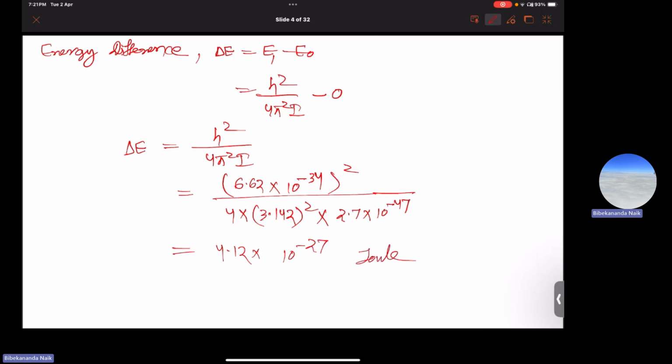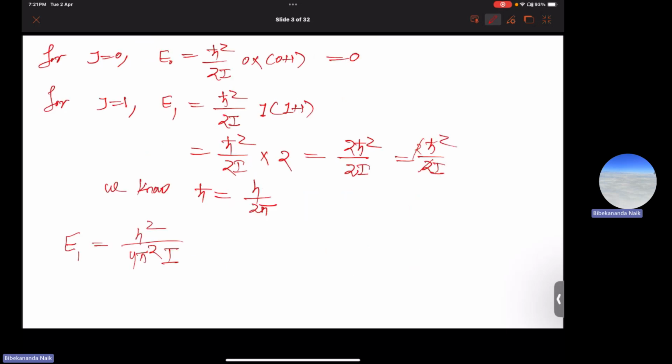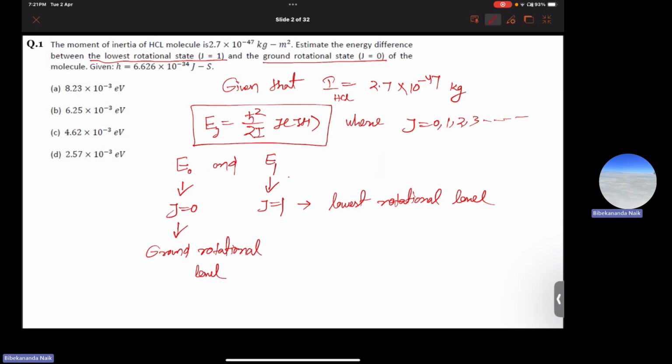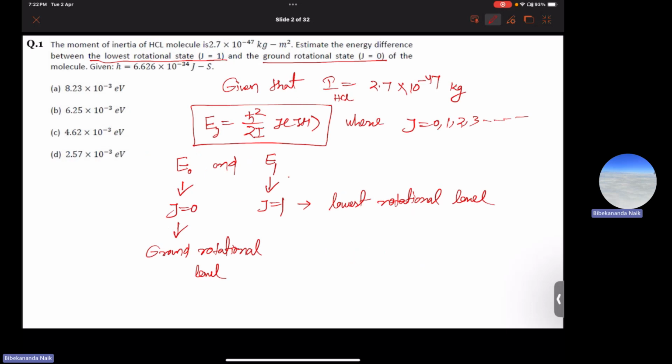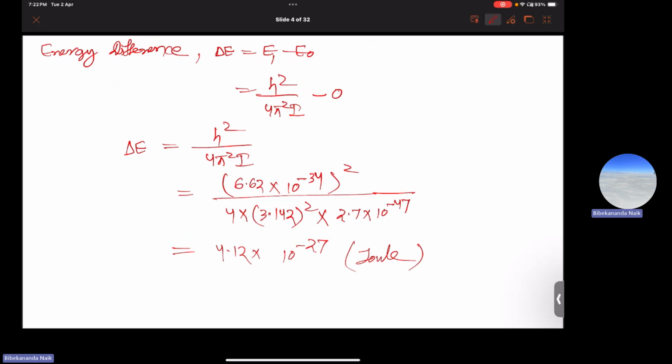joule. Why is the unit joule? Because here all the units we have taken are in SI units, because h is taken in joule into second and the moment of inertia is taken in units of kg into meter square. So the energy will be coming in terms of joule only. But in the options, all the options are given in terms of electron volt, and we know 1 electron volt is 1.6 into 10 to the power minus 19 joule.